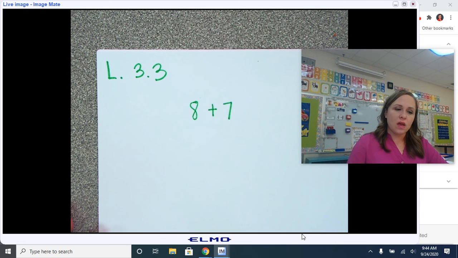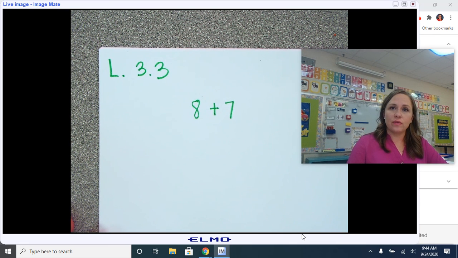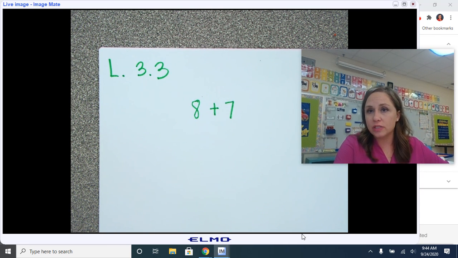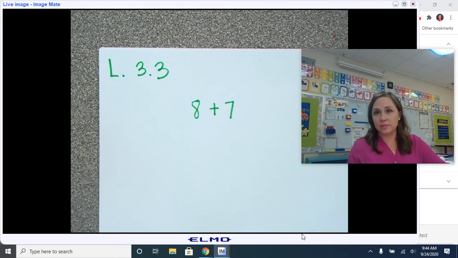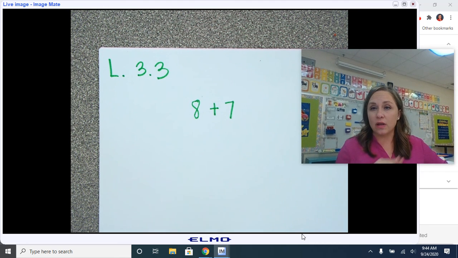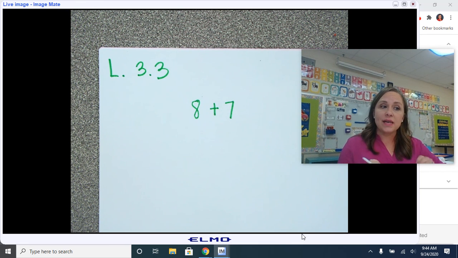What I want you to do is understand the math strategies that I'm teaching you. I'm going to teach you a lot of different math strategies, and then on a test, you can choose the one that works best for you. But I really want you to try to understand each strategy so that you can make a good decision on which one works best for your brain. So today's lesson is about making a 10.